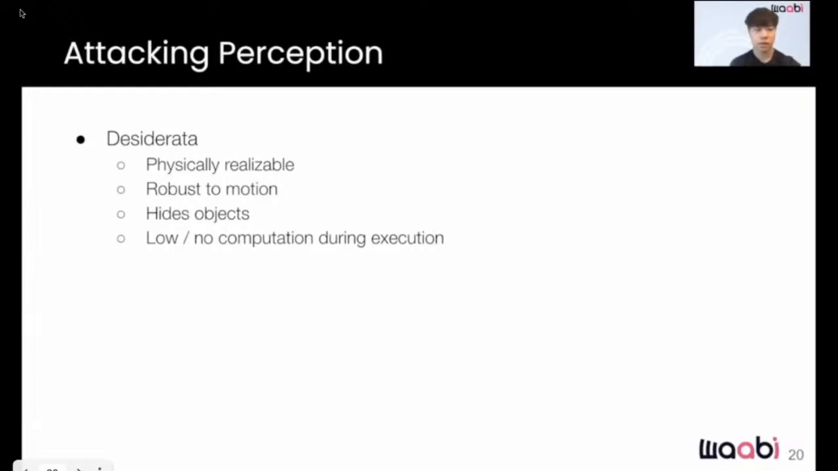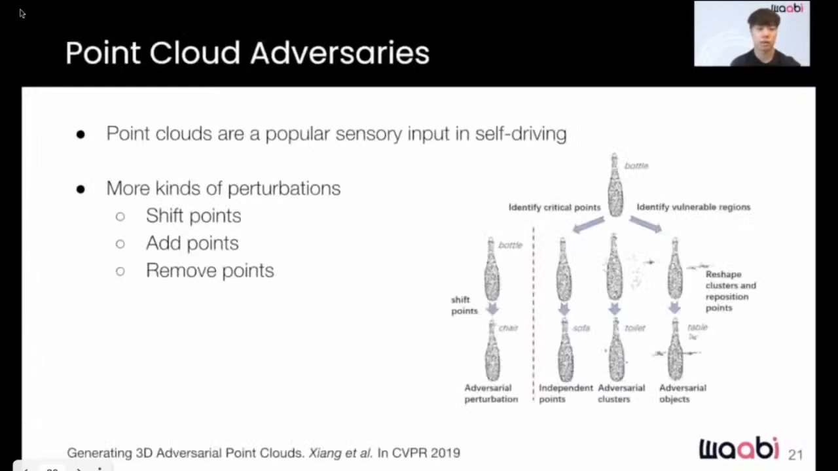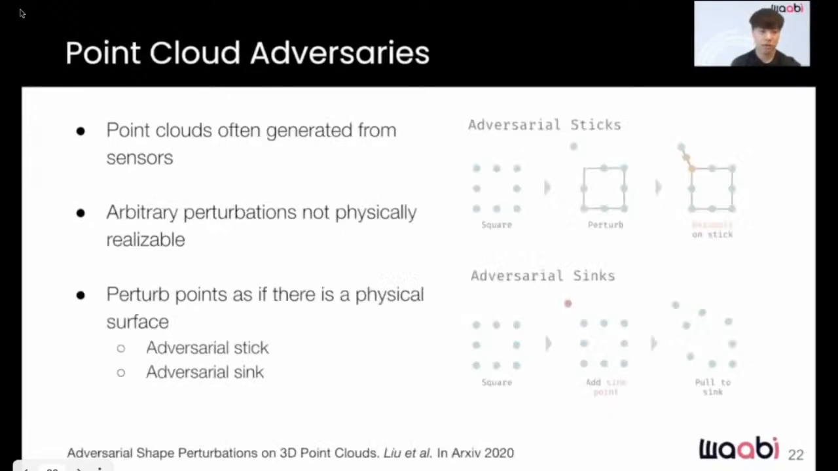Now let's look at existing adversarial attacks against modern 3D object detectors. We'll focus on point cloud inputs, as LiDAR sensors are the most popular sensing hardware in self-driving perception. Adversarial attacks on point clouds are slightly different from images, as one can move points, add points, and remove points, whereas in images, we can only modify pixels. However, arbitrary modifications to points are often not physically realizable, as point clouds are often generated by sensors with fixed angular frequencies. Therefore, some works try to modify points as if there was an underlying surface to make the attack more physically realizable.